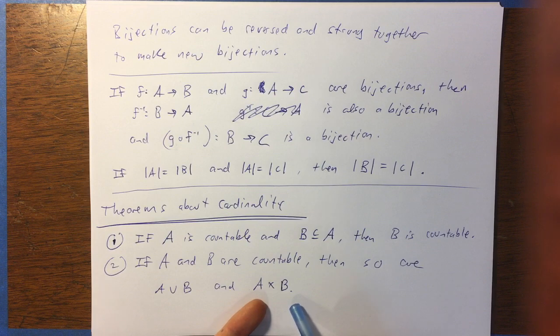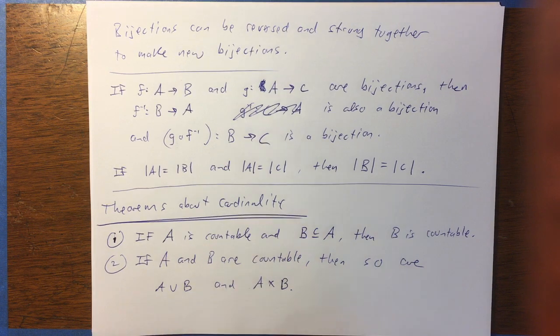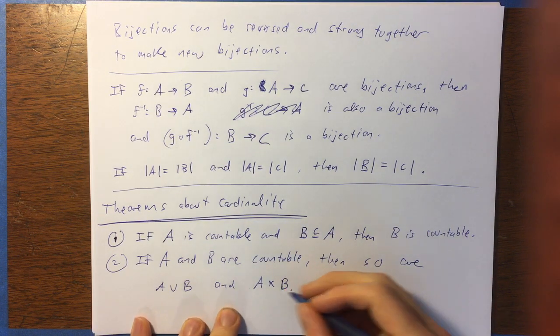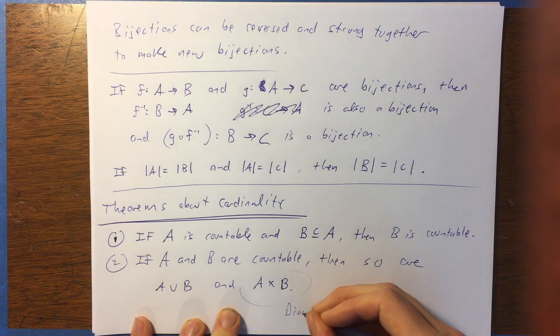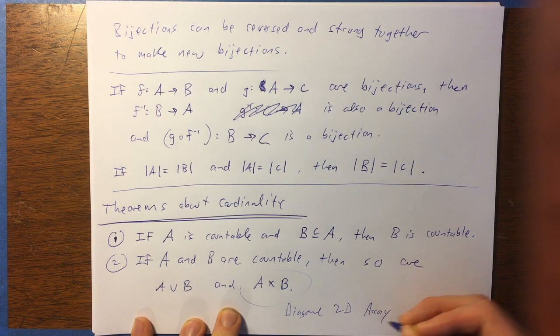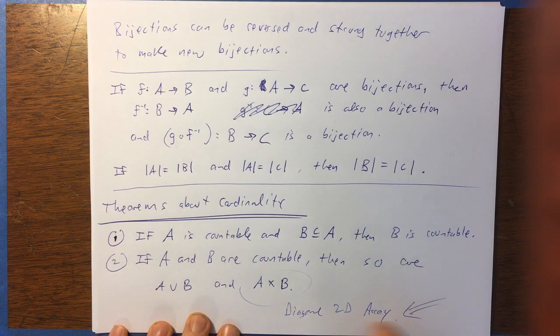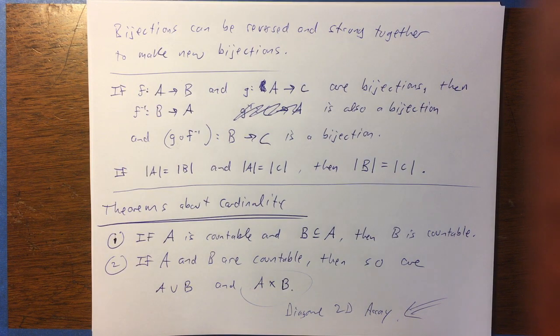The same kind of thing is true with A cross B, except it's a little more complicated. With this, you have to do sort of a diagonal, two-dimensional array type of thing that you can build. I'll show you how to do this in the next video, when we look at the rational numbers. So hold that thought, and then think about A cross B after I've shown you rational numbers, and then I think you'll be able to imagine how you can prove that. So, all right, let's talk about rationals.